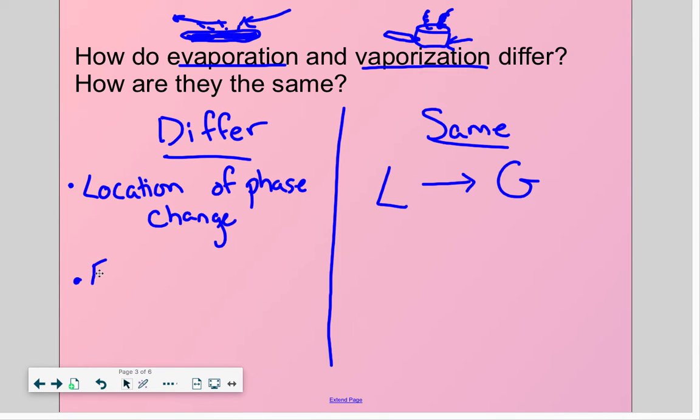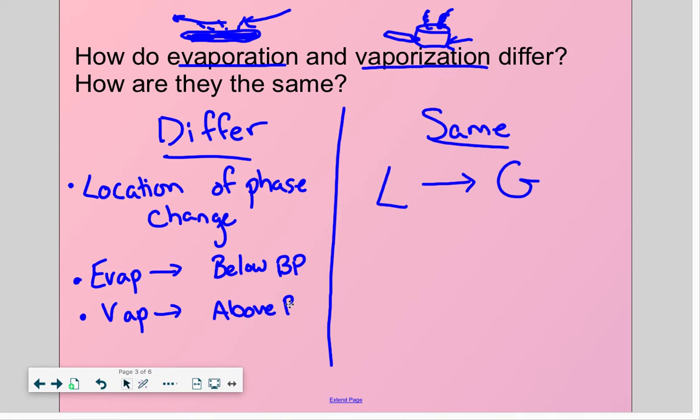So evaporation is below boiling point, and vaporization is above boiling point.